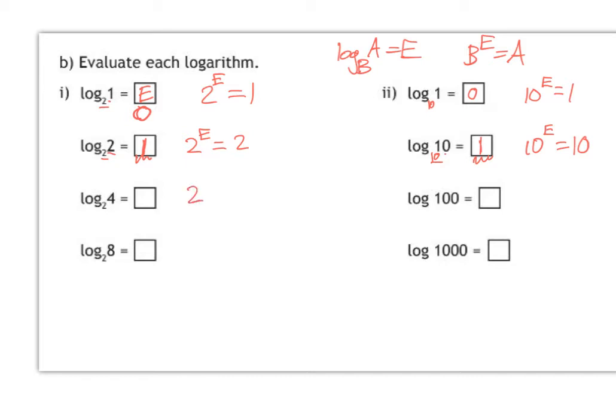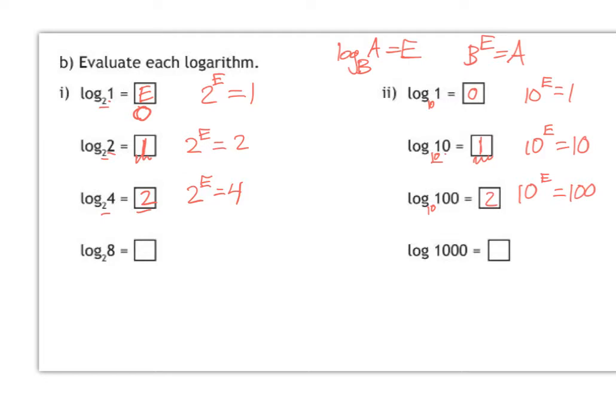Okay, so we've got 2 to the exponent is equal to 4. 2 squared is 4, so that's 2. We know this is base 10. 10 to some exponent is 100. We know 10 squared is 100, so this is going to be 2 as well.